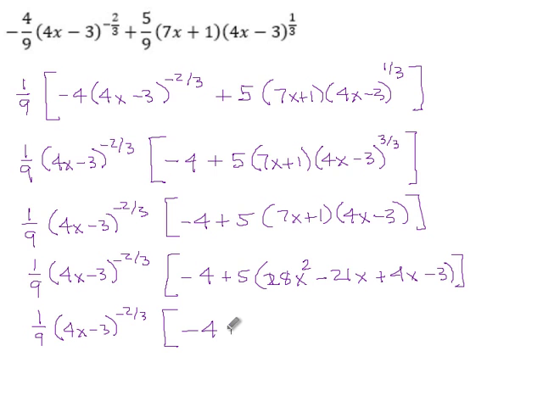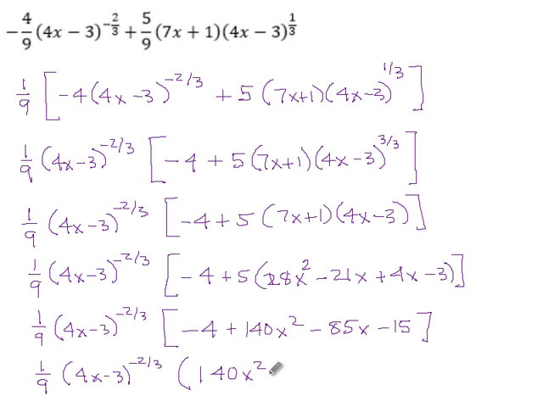So 5 times 28, there's my 140x squared that I was so excited about. Here we're going to get minus 21x plus 4x is minus 17x. Multiply that by 5 and you get minus 85x. And 5 times minus 3 is minus 15. Okay, we can clean that up and fix the order. 4x minus 3 to the minus 2/3 times 140x squared minus 85x minus 4 minus 15 is minus 19.